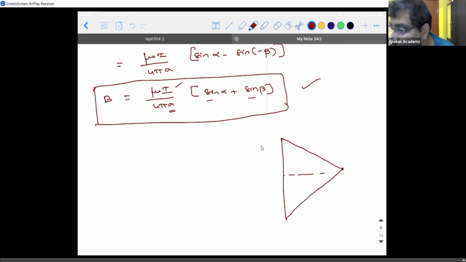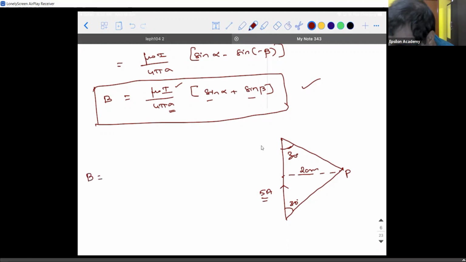let's say there is a question like this. There is an isosceles triangle. Let's say this angle is 45. No, not 45, let me take it as 30 and 30. Let me say this is 30 degrees, this is 30 degrees. This is point P, and let me say this distance is 2 centimeter and the current is 5 ampere. Now I'm asked to use the above expression to solve this question.